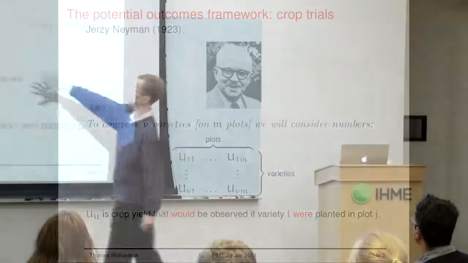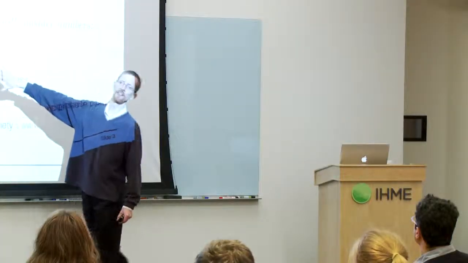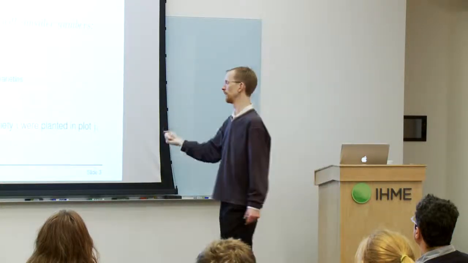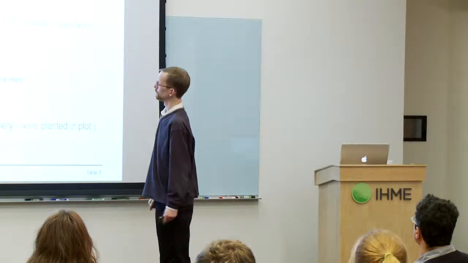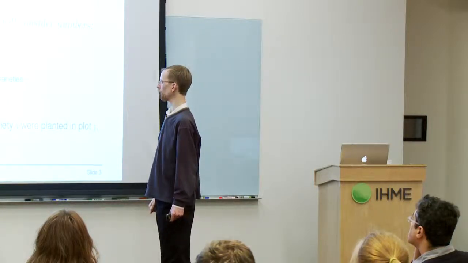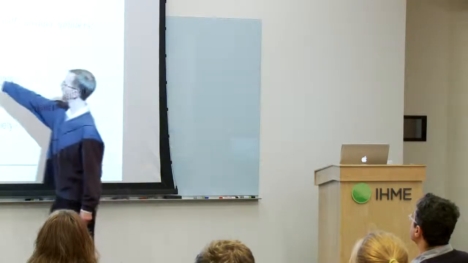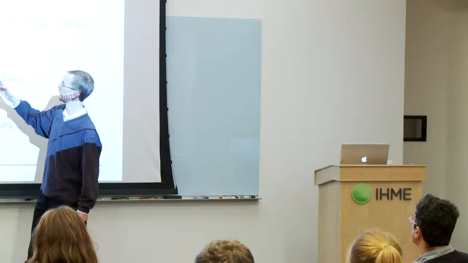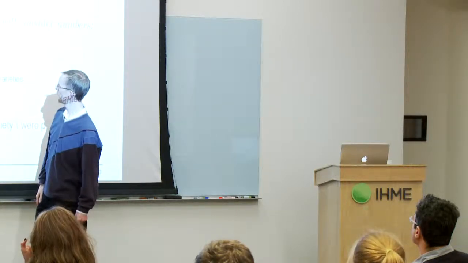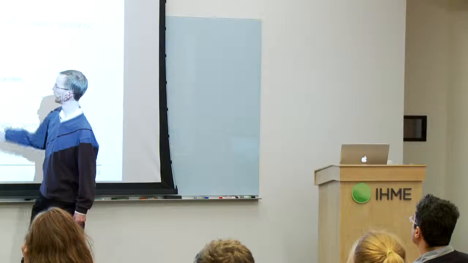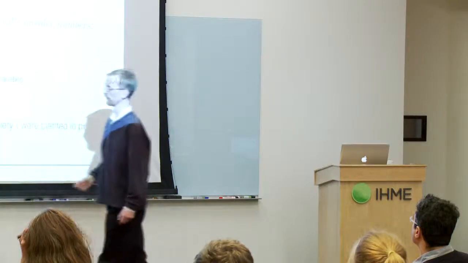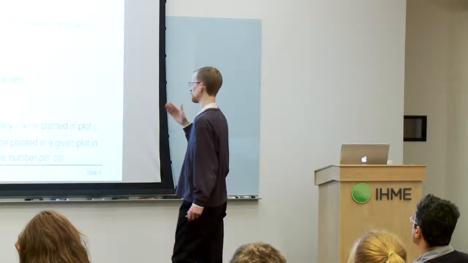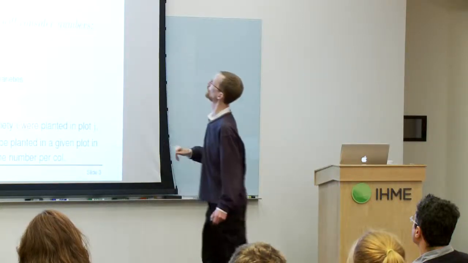This table of numbers represents what would be observed if we did experiments other than the one that we actually did. Okay? We're only going to be able to plant 1 variety in each plot, which means we are only going to get to see one number in each row. Because if we decide to plant variety 1 in plot 1, then we are not going to be able to see the results of planting any of the other varieties. So we only get to see one number per column.